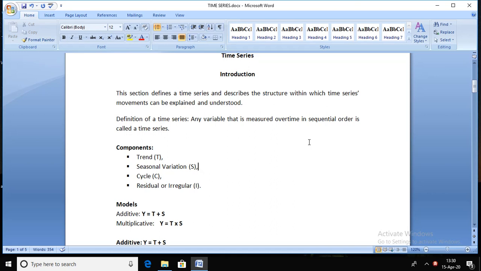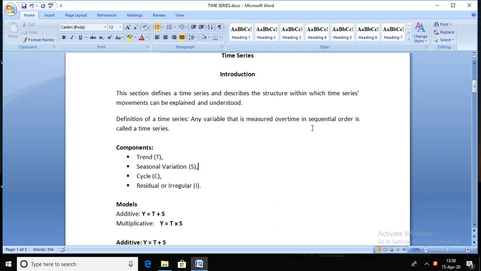Number three, cyclical factors. These are medium to long-term fluctuations that are usually caused by the changes in the trade cycle. What is number four? Residue or irregular factors, or random factors. These are unpredictable fluctuations in the data that are caused by things like strikes, accidents, breakdowns, and anything of such nature.